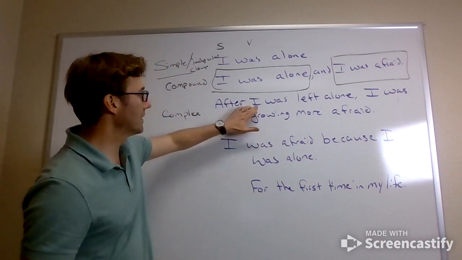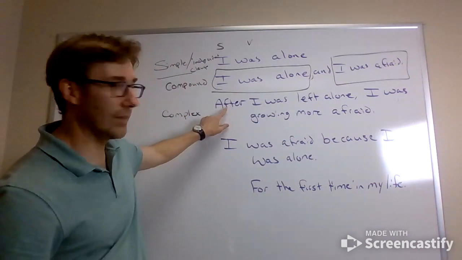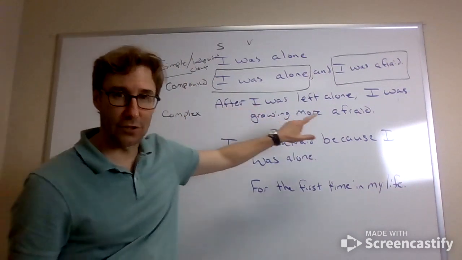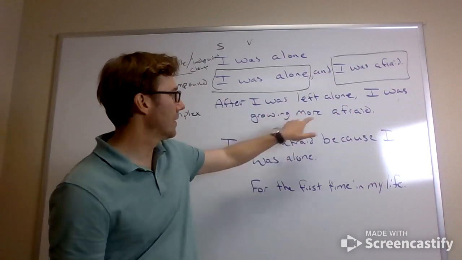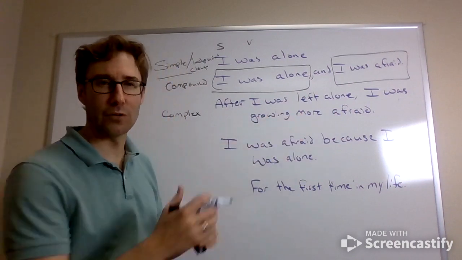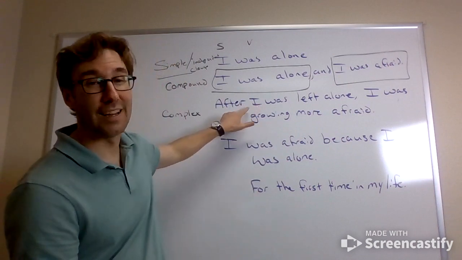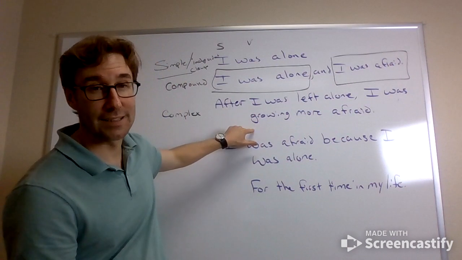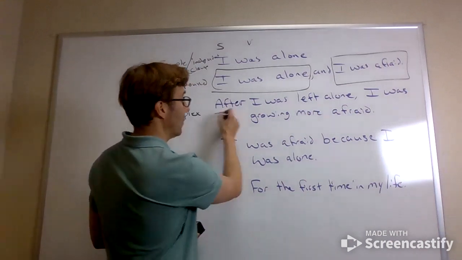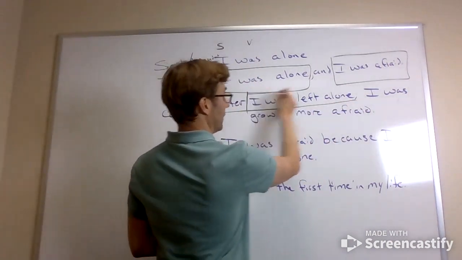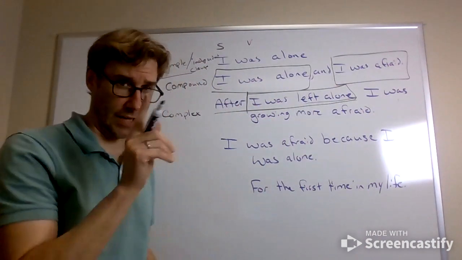So here, we have the same: I was left alone. But by the inclusion of this subordinating conjunction, it was after I was left alone. And now we're waiting for the next part. After I was left alone, comma, I was growing more afraid. So we took an independent clause, and we made it a subordinate of the next clause. It needs the next clause to make meaning. And so this phrase now is no longer an independent clause, even though it contains one right here. It's subordinated. So that's a complex type 1.